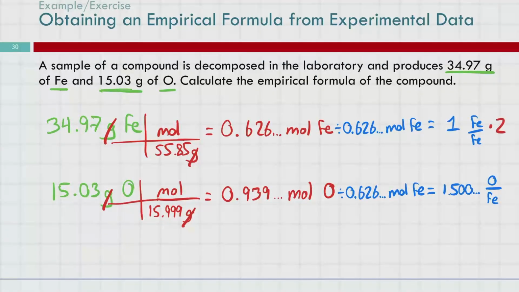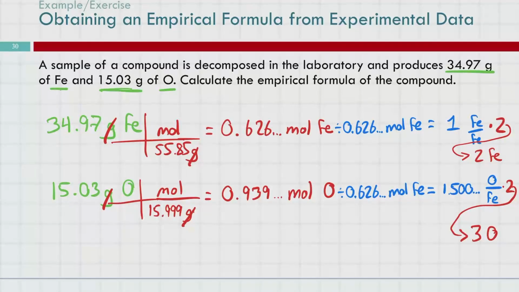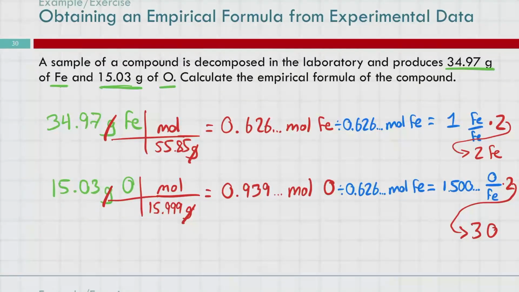So times 2, times 2. So we've got 2 irons, and we've got 3 oxygens. These are now our subscripts for our elements. Fe2O3. We're writing the Fe, the iron, first because it's the metal. The more metallic element goes first. Fe2O3.